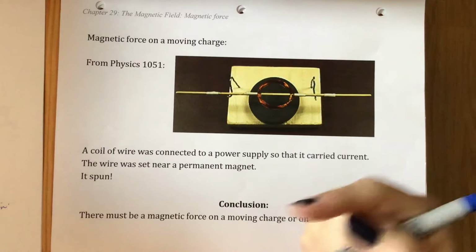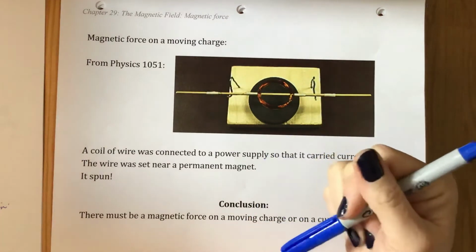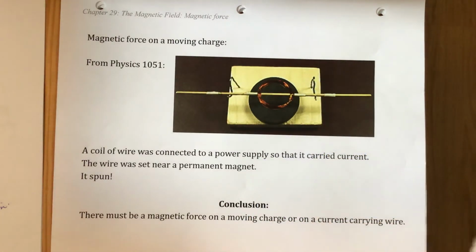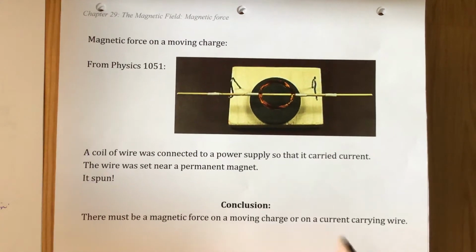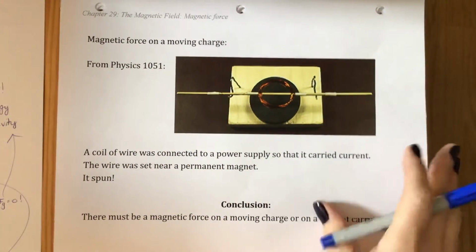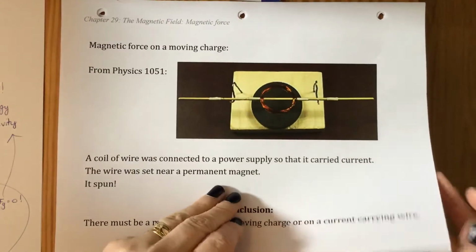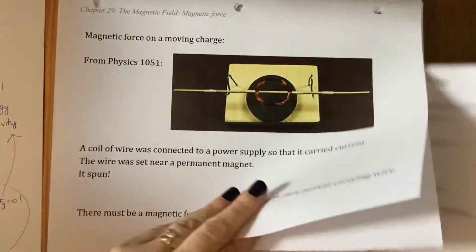If you followed your steps pretty carefully, you found that the little thing spun around and you were able to make some observations. So from that lab, one of the takeaways is that there must be a magnetic force on a moving charge or on a current carrying wire. If the charge moves, there must be a force, and that force is the thing that made the motor spin. So that's the part we're going to look at next. What is that force? And it's really pretty interesting.